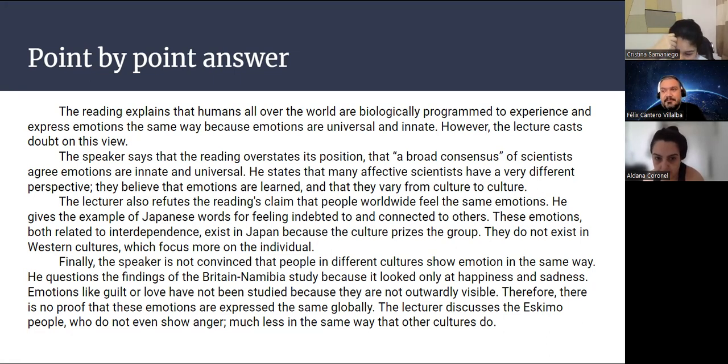The speaker says that the reading overstates its position, that a broad consensus of scientists agree emotions are innate and universal. He states that many affective scientists have a very different perspective. They believe that emotions are learned and that they vary from culture to culture. Yes. So that is the ideal answer, or one of the answers that is presented by the book, right? Now let's compare it with yours, Aldana, and then Christina.